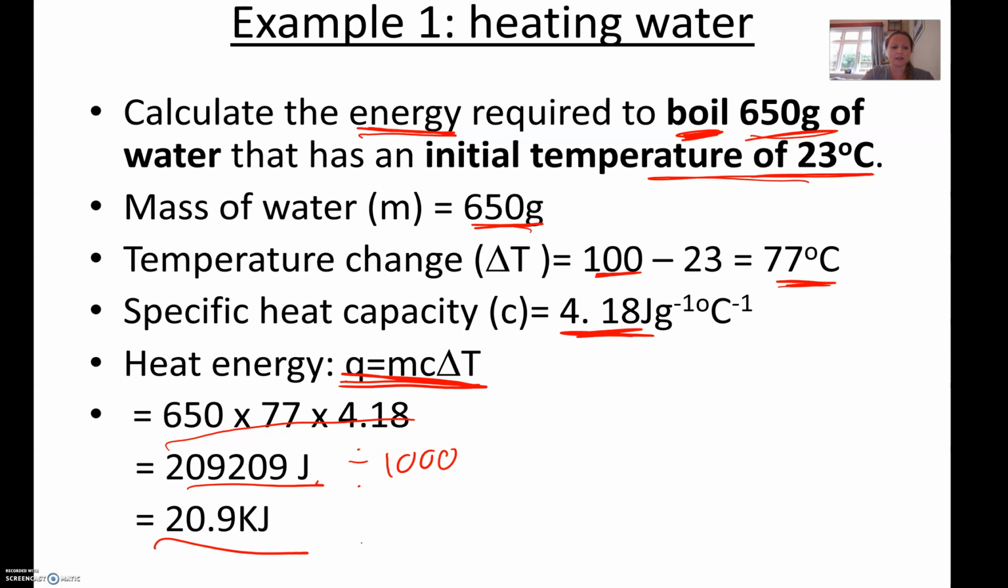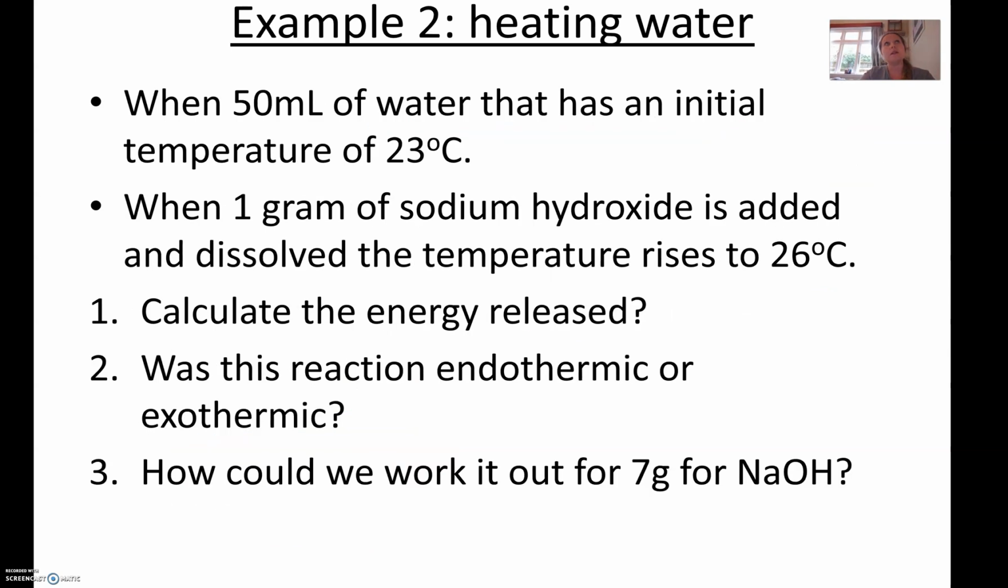Okay, nice and easy. Now, example number 2. When 50 mils of water, mass, so that 50 mils equals 50 grams, which has an initial temperature of 23 degrees, 1 gram of sodium hydroxide is added and it increases to 26 degrees. Calculate the energy released. Was this reaction endothermic or exothermic? And how could we work it out for 7 grams? Okay, so the energy released.